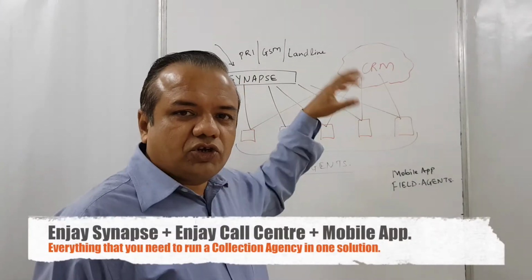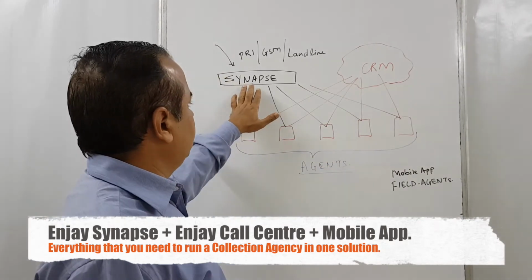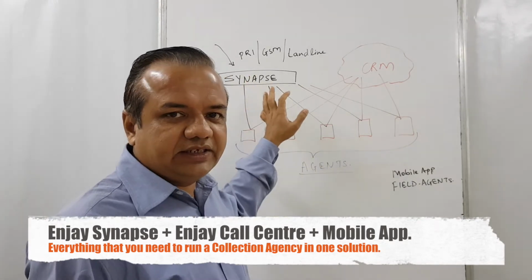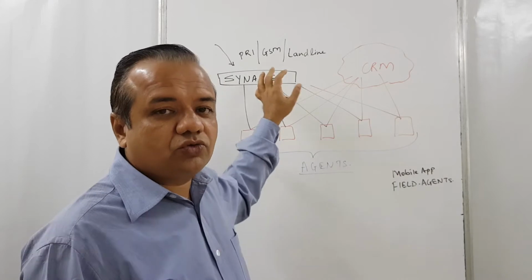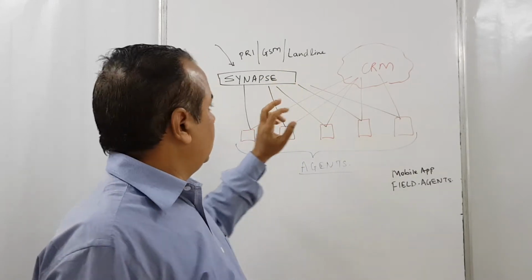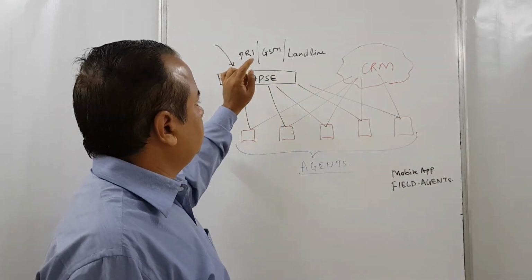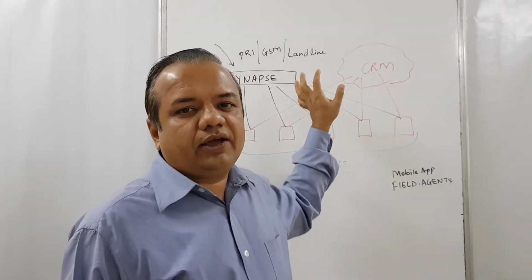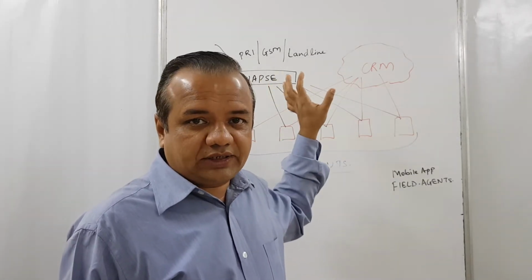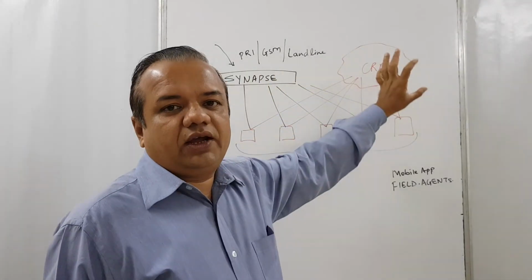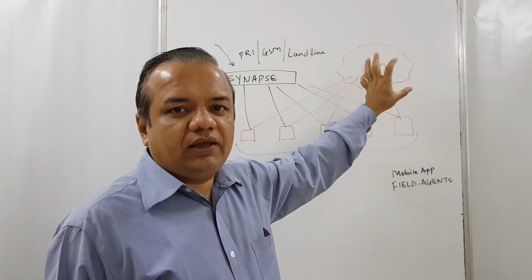This is the structure of the entire solution. There is a server called Synapse. This NJ Synapse is a telephony server. It is going to handle all your calls, and this Synapse supports PRI line, GSM line, landline, any kind of line that you have. It can also support SIP. And then there is a CRM which will handle all your database and dialing and everything else.